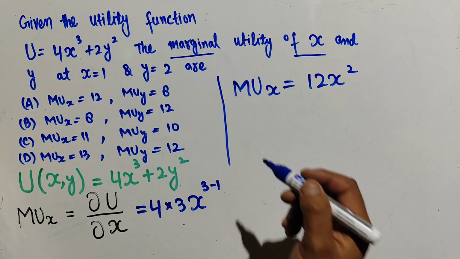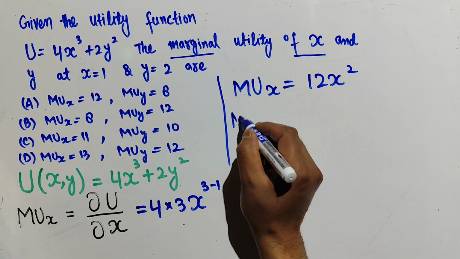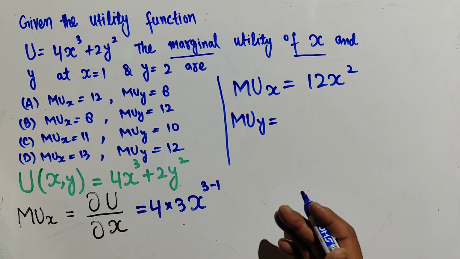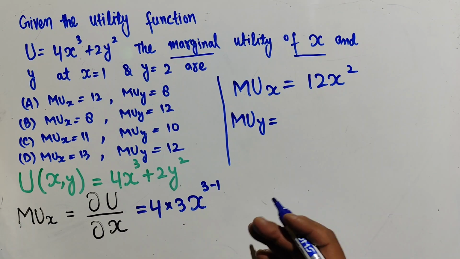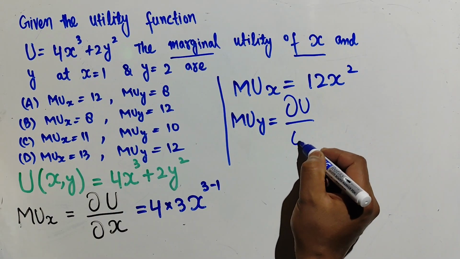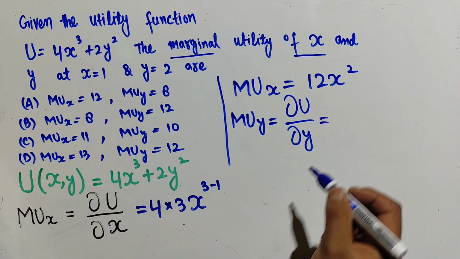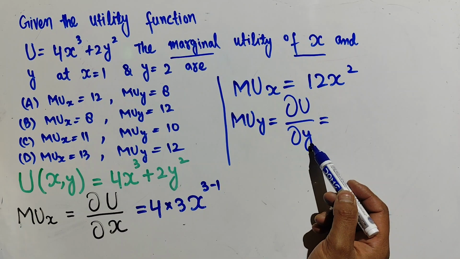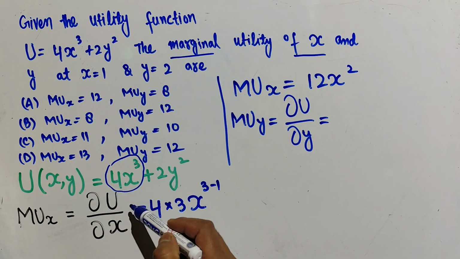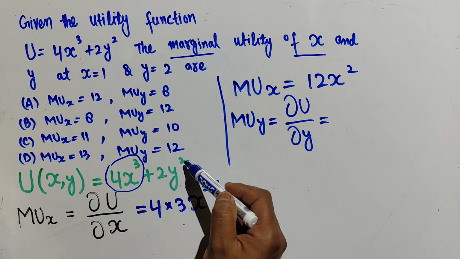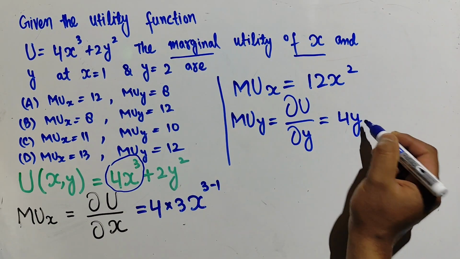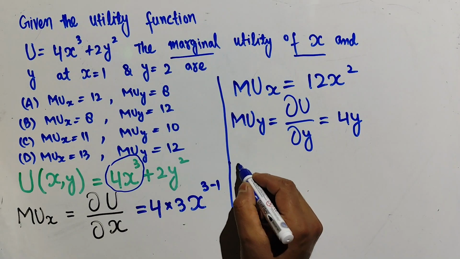Okay, similarly marginal utility of good y measures the change in the total utility due to the increase in the consumption of good y by 1 unit. That is the partial derivative of the utility function with respect to good y. Now this time we are taking the partial with respect to y. That means this term is assumed to be constant, so its derivative is 0. The derivative of y square will be equal to 2y, so 2 into 2 is 4y.